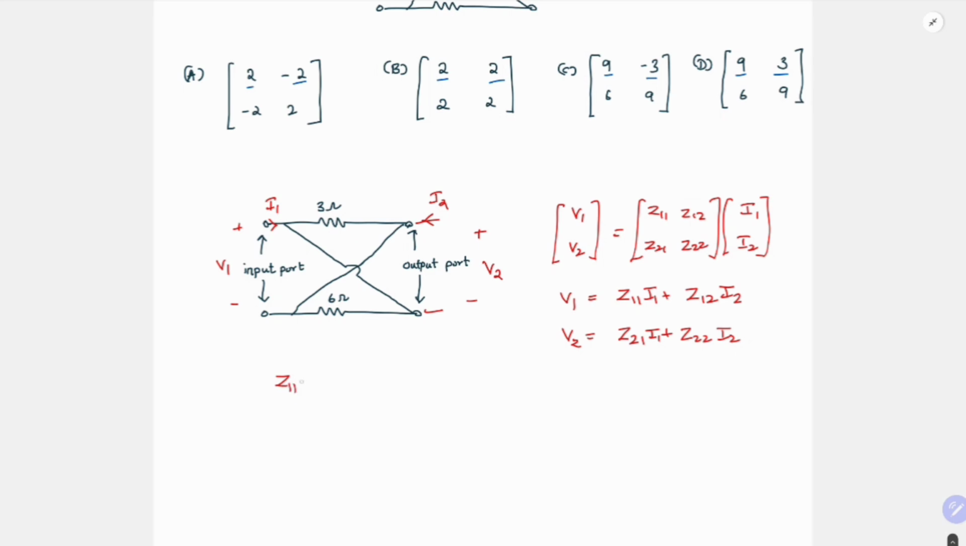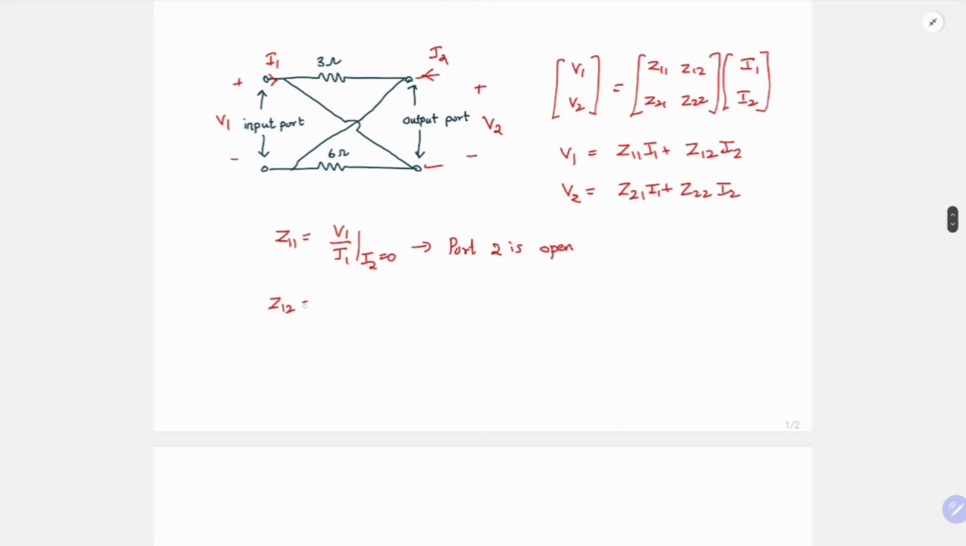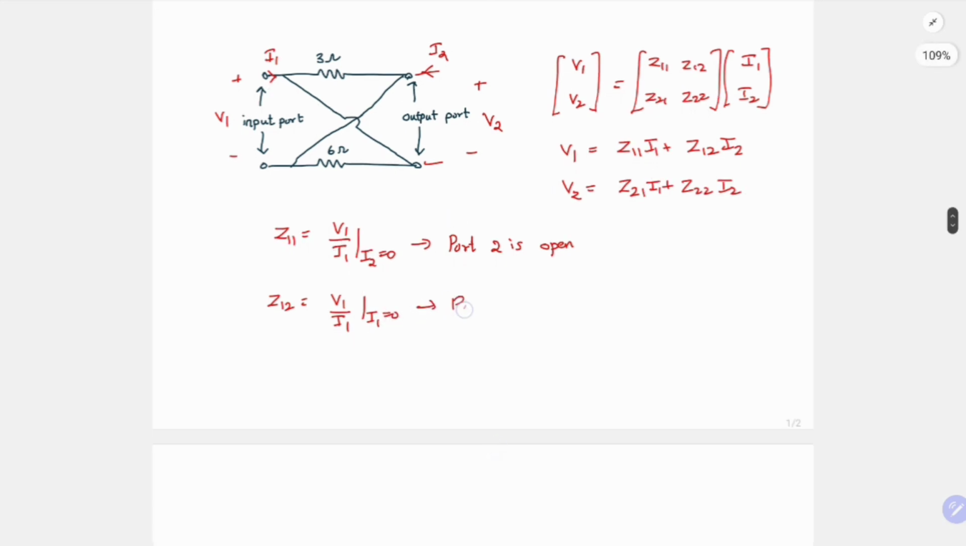And what is your Z11? Z11 is nothing but V1 by I1 when I2 is 0. So when will I2 be 0? When port 2 is open. Similarly, your Z12 is V1 by I2 when I1 is 0. So when will I1 be 0? When port 1 is open. Similarly, your Z21 is V2 by I1 when I2 is equal to 0, and Z22 is V2 by I2 when I1 is equal to 0.